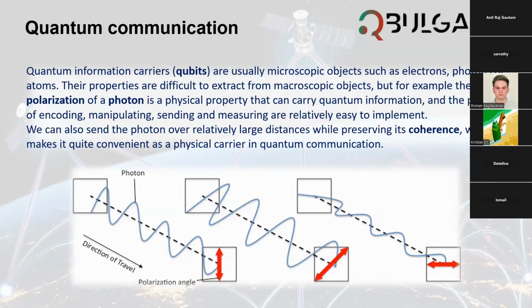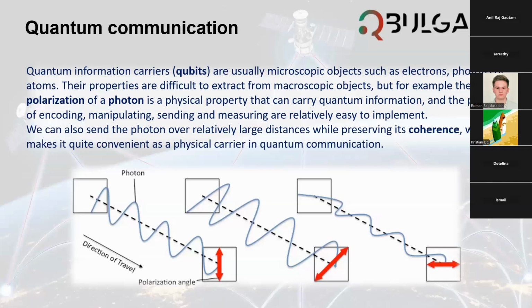Let's move back to quantum communication. The main carriers are qubits. Usually, they are microscopic objects such as electrons, photons, or atoms. Their properties are difficult to extract from macroscopic objects. But, for example, the polarization of the photon is a physical property that can carry quantum information, and the process of encoding, manipulating, sending, and measuring is relatively easy to implement.